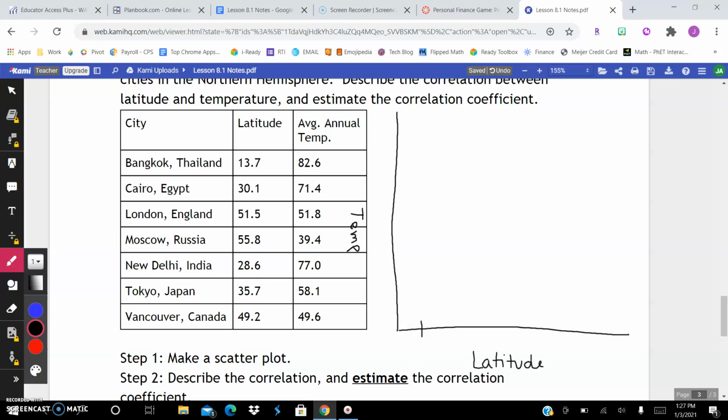So go by tens, maybe by fives here, starting at 10. And then our annual temperature looks like our lowest is 39.4 and our highest is 82. So I'm going to skip a few numbers over here as well. I'm going to start at about 40 and do the same thing, go by fives.